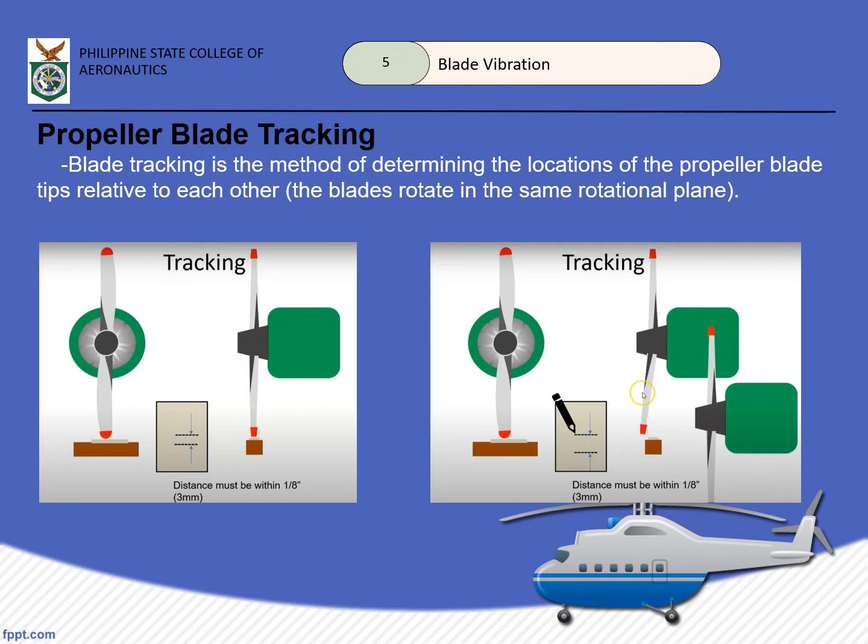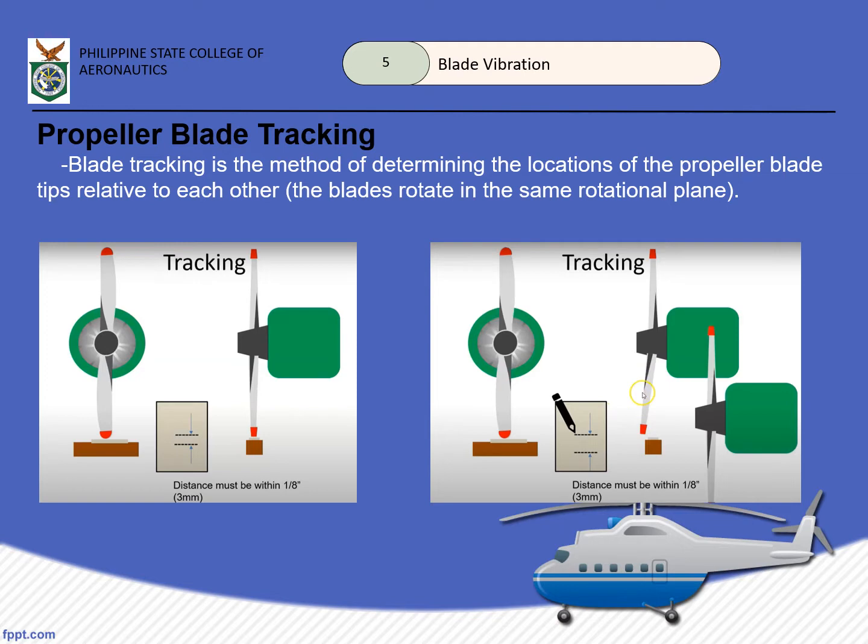Okay, so the blades of a... take note of the pictures that are changing. We have a third and fourth photo right here. The blades of a wood propeller should track within an eighth of an inch. So, now look at the second photo.